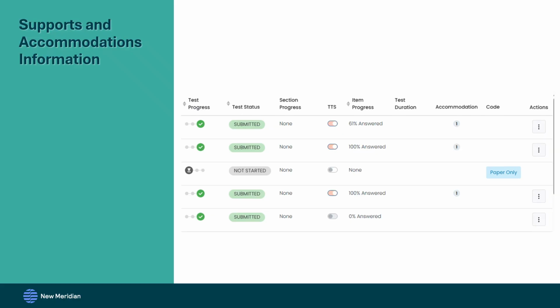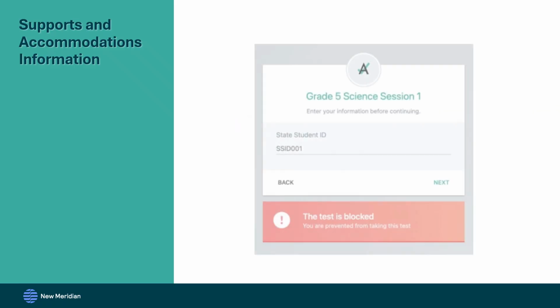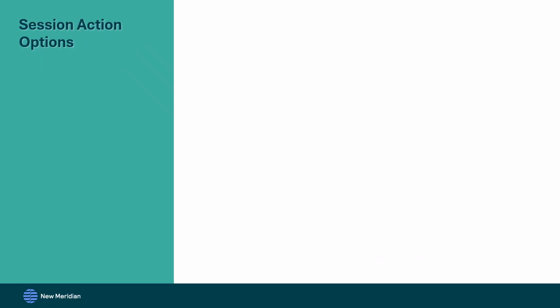In the accountability code column, some students may have a blue box indicating a paper-only assessment. Should a student receiving a paper-based accommodation attempt to log in to the online platform, the following alert message will appear on the screen. The test is blocked. You are prevented from taking this test.